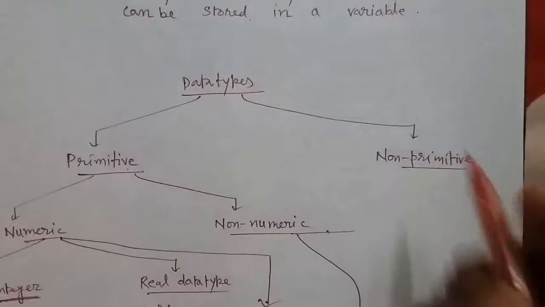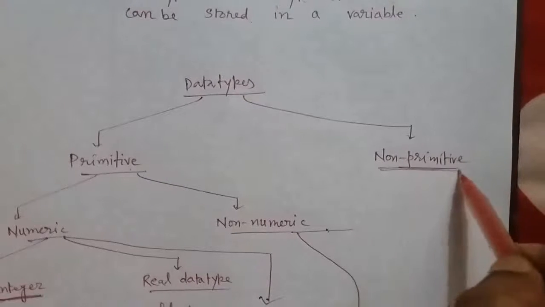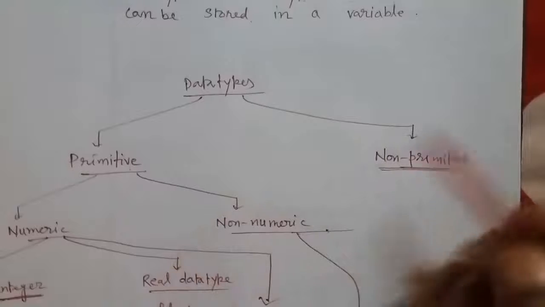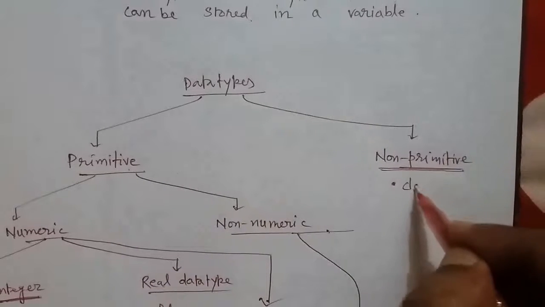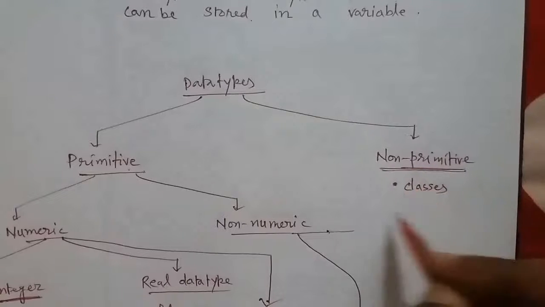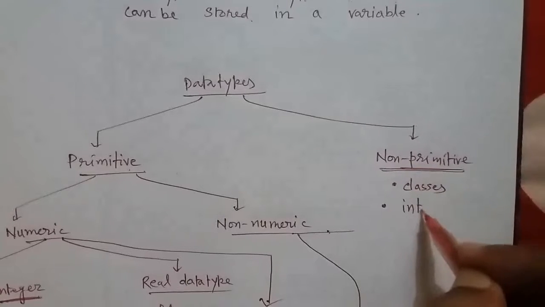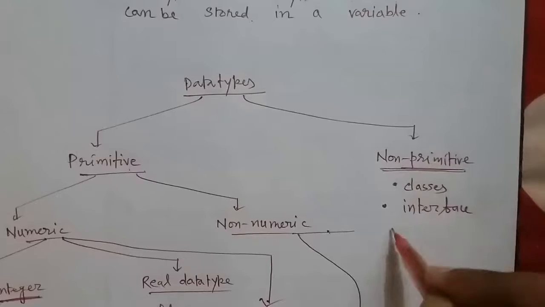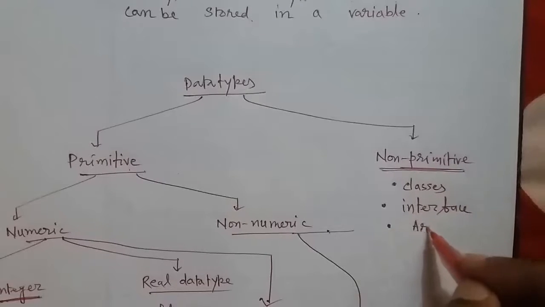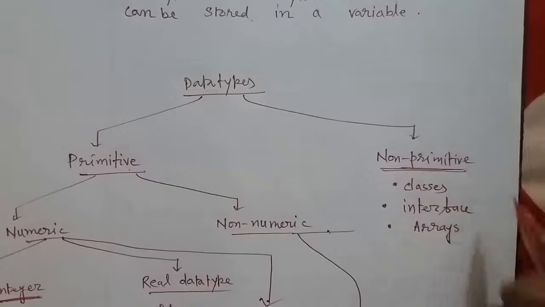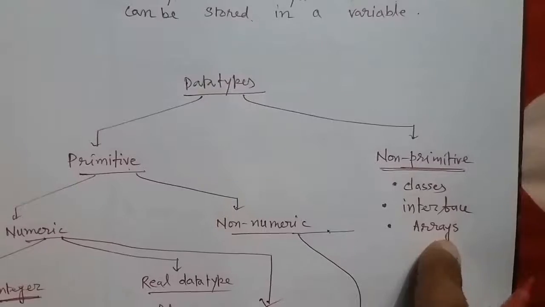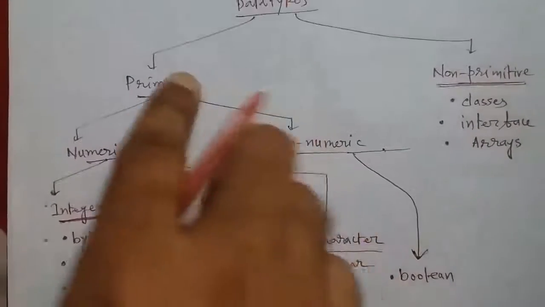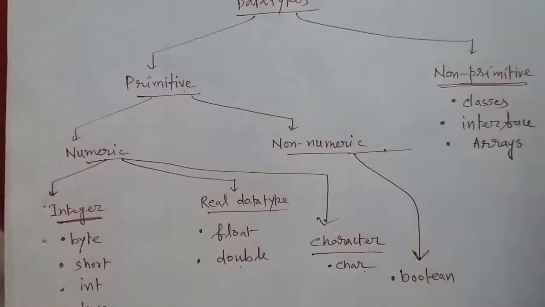Now come to the non-primitive data types. These non-primitive data types are not in the class 9 syllabus, these are in class 10, but still I am telling. Non-primitive data types are classes, interface, and another one is arrays. So these are non-primitive data types which will be discussed in class 10. So here we will discuss only the primitive data types.